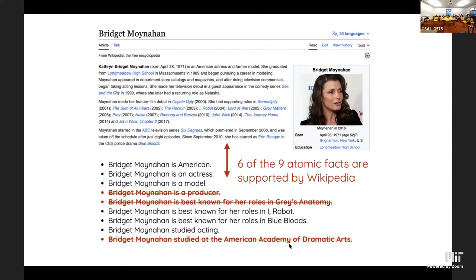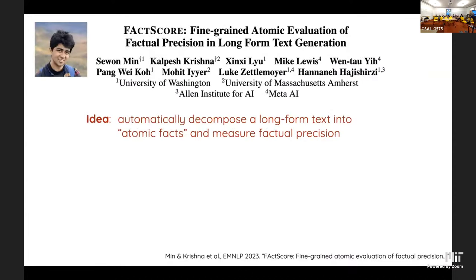So 3 of the 9 facts here are not supported by her article, and some of them are just contradicted directly by the article. So you can see now we can establish some sort of metric for factuality of a piece of text. We decompose it into a list of facts and then measure what percentage of those facts are supported by some retrieved evidence. And this isn't perfect, right? There could be issues in both the decomposition and the retrieval. But at least on biographical text, it works pretty well.